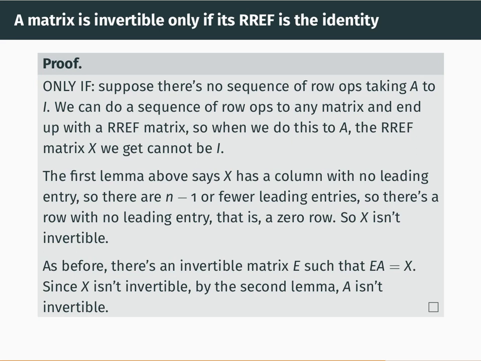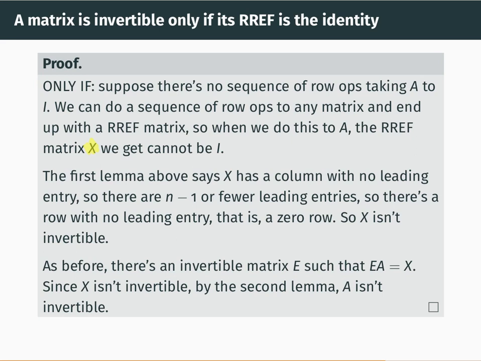So what we do know is that given any matrix at all, we can do a sequence of row operations which result in a row-reduced echelon form matrix. So given that there's no sequence of row operations taking A to the identity, when we do a sequence of row operations to A to get a row-reduced echelon form matrix, the row-reduced echelon form matrix we get, which I'm going to call X, cannot be the identity matrix. It must be something else.